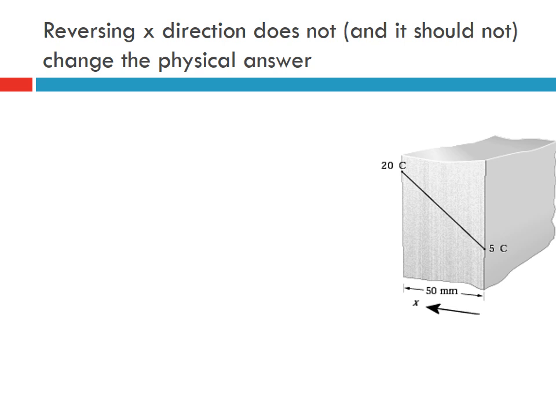Now, the fact that heat flows from hot to cold in this direction and a certain amount, this physical answer should obviously not depend on which direction I chose x. So if I choose it this way or this way, my answer should not change. So let's redo the problem choosing my x direction as an opposite direction. Before it was this direction, now I'm choosing in this direction. And let's do the problem and see how things work out.